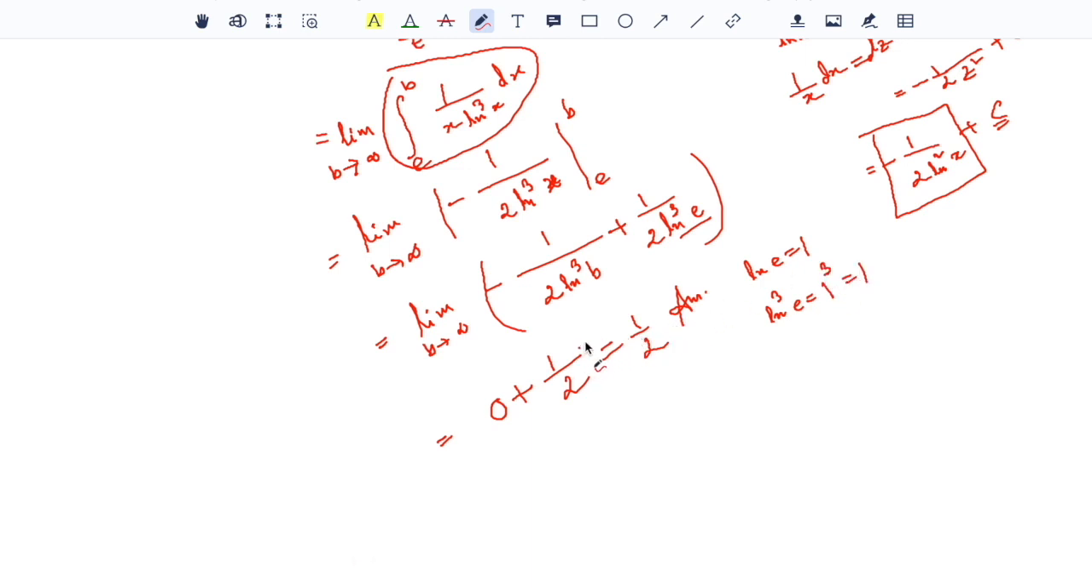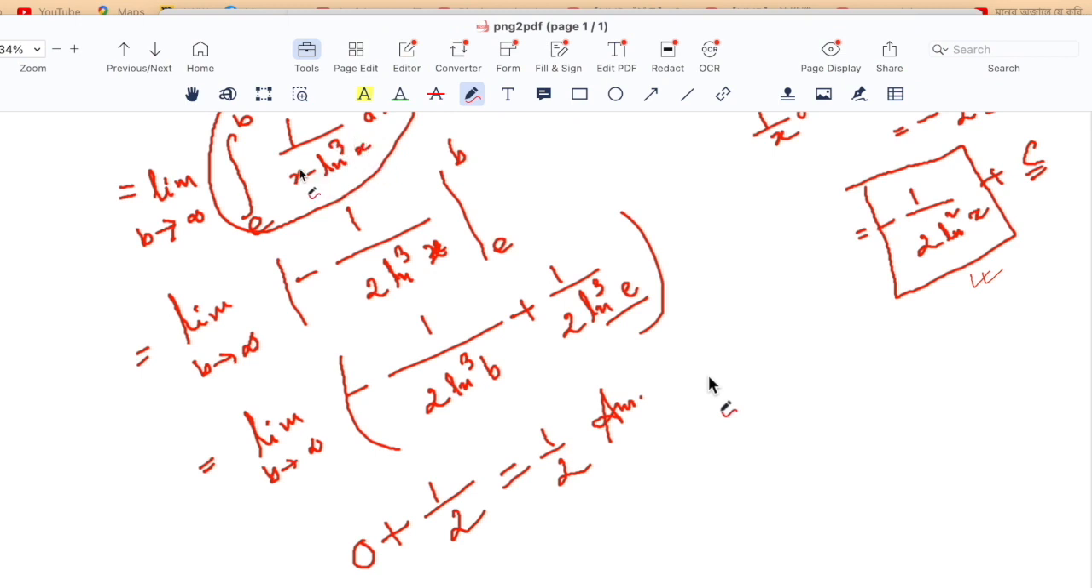I'm sorry, I made a mistake here. You see, integration of 1 by x ln cube x is equal to minus 1 by 2 ln square x. So according to this, it should be 2 here: 1 by 2 ln square x, this 3 will be 2, and this 3 will be 2. But the result is same. If you put infinity, it will be infinity, and 1 by infinity equals 0. And ln e equals 1, square equals 1, so it will be 1 half. So the final result is 1 half.